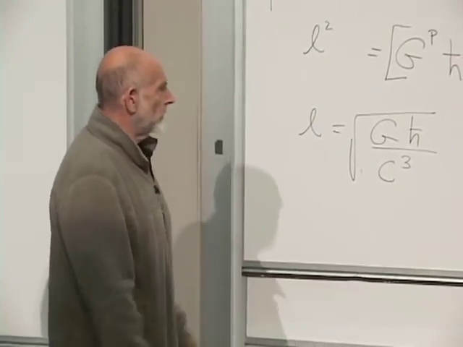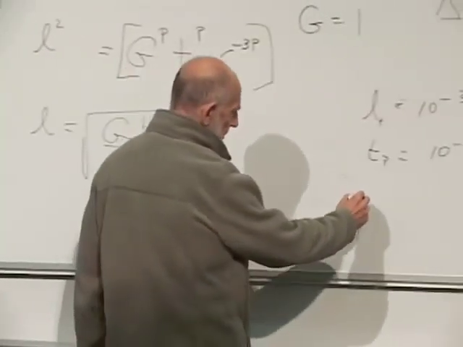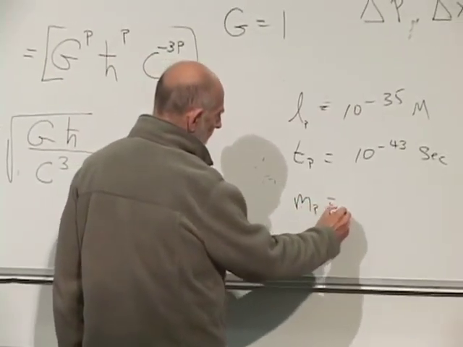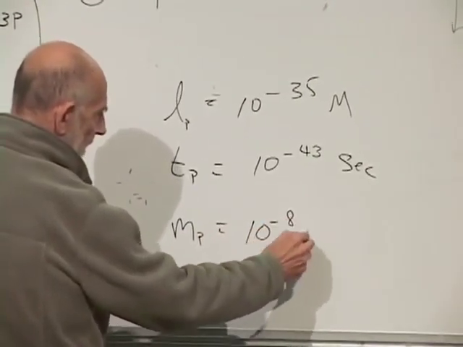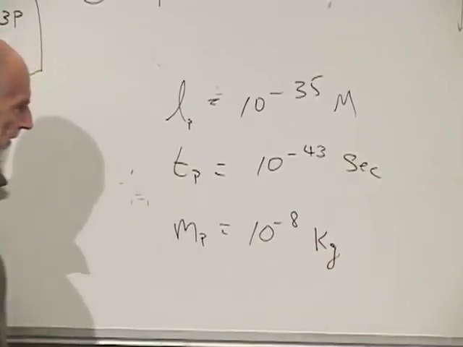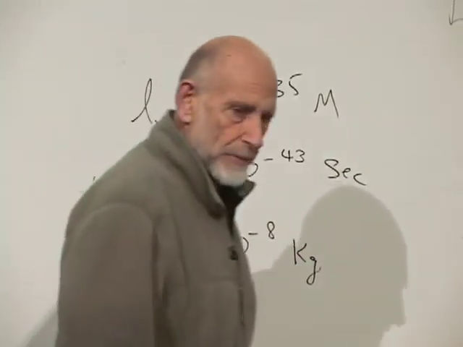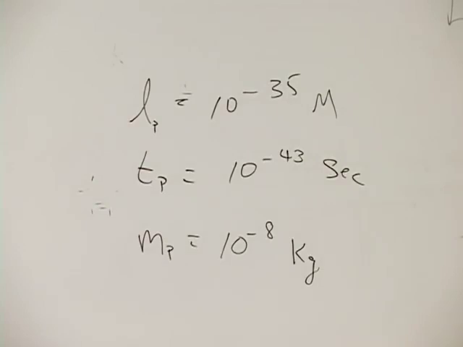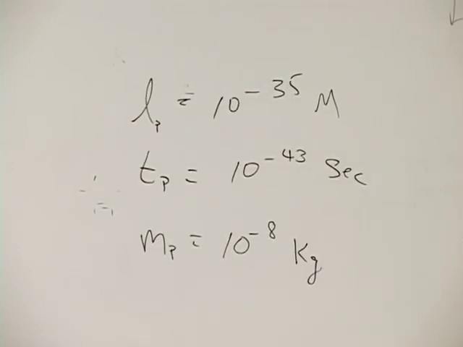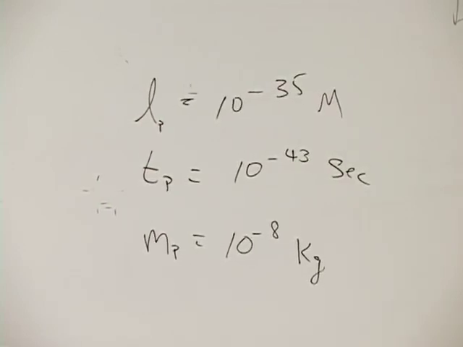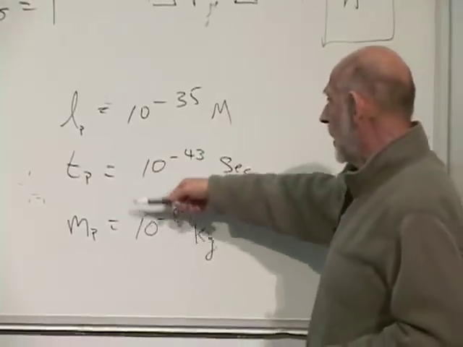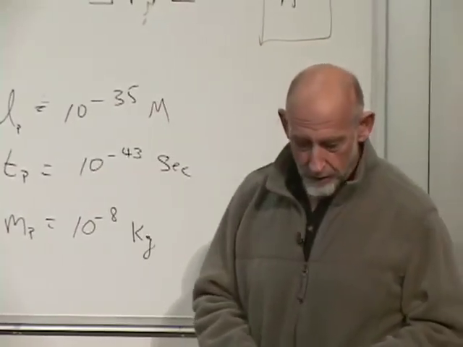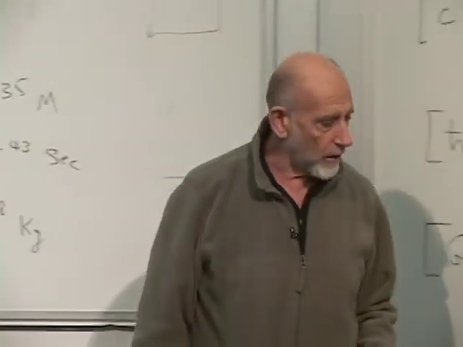From H bar, the Planck mass would be about 10 to the minus 8th kilograms. So this one's big. 10 to the minus 8th kilograms is an observable thing. It's a little dust grain. These are impossibly small times and small distances. Okay, this is the Planck units.